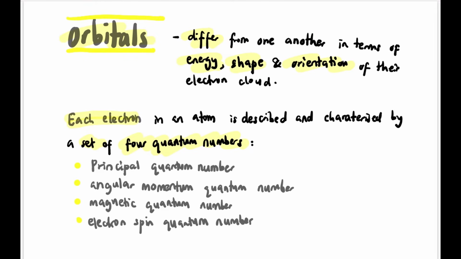So orbitals differ from one another in terms of energy, shape, and orientation of the electron cloud, because electrons are moving in very different movements. Each electron in an atom is described and characterized by a set of four quantum numbers. The first one is n, the principal quantum number. The second one is the angular momentum quantum number, l. The third one is the magnetic quantum number, m. And the last one is the electron spin quantum number, s. So n, l, m, s. And these four quantum numbers are used as an address of an electron. Macam kalau mau tahu kamu di KML kan, kamu blok mana, tingkat mana, bilik nombor berapa, begitulah.